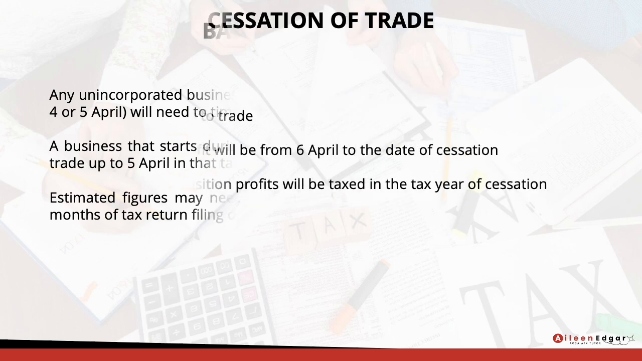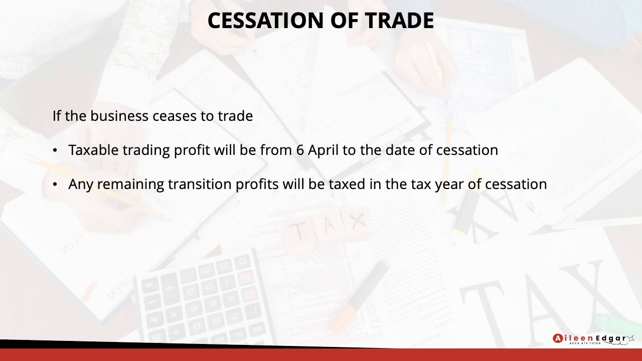filing date. If the unincorporated business ceases to trade, taxable trading profit is going to be from the 6th of April to the date of cessation. Any remaining transition profits will be taxed in the tax year of cessation.